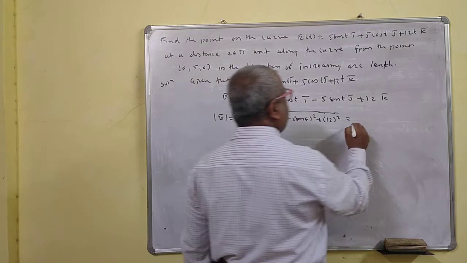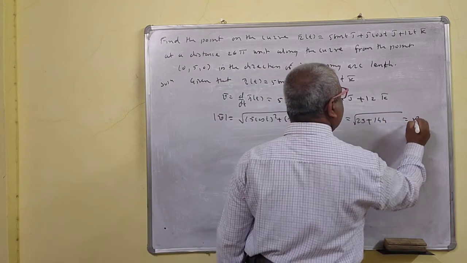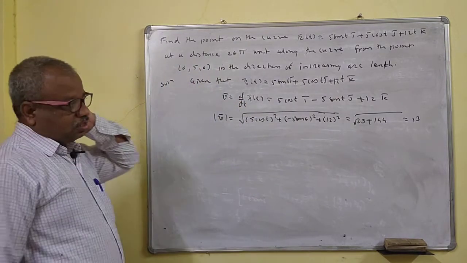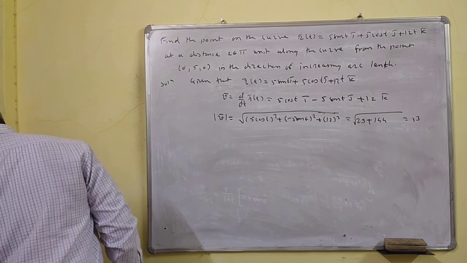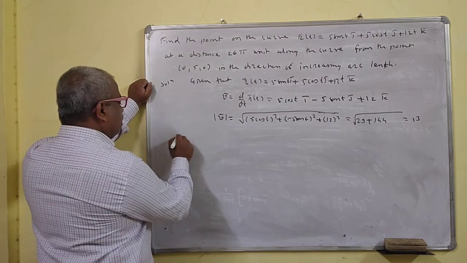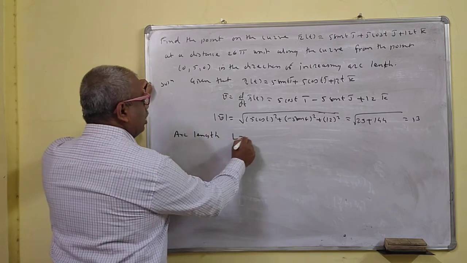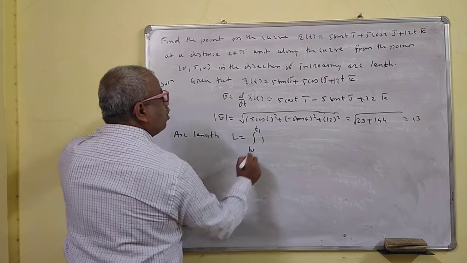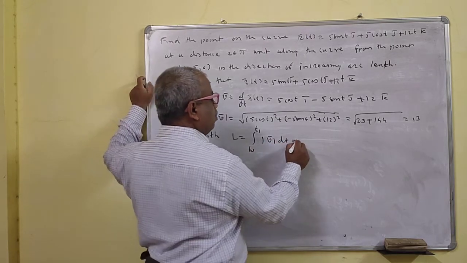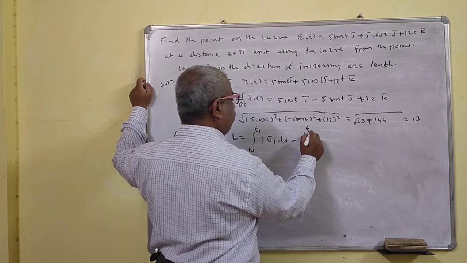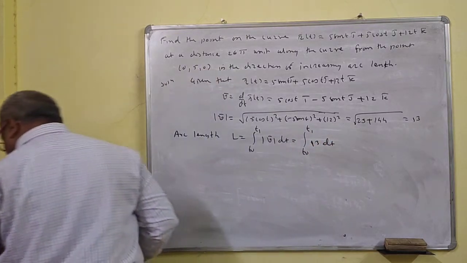Okay. So this is then 25 plus 144. So this is 13 now. So the arc length L is equal to the integral from t0 to t1 of mod of V bar dt, which is the integral of 13 dt.